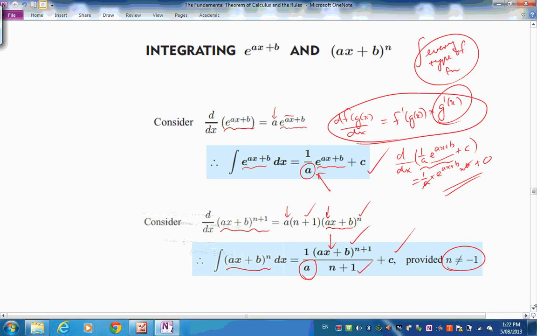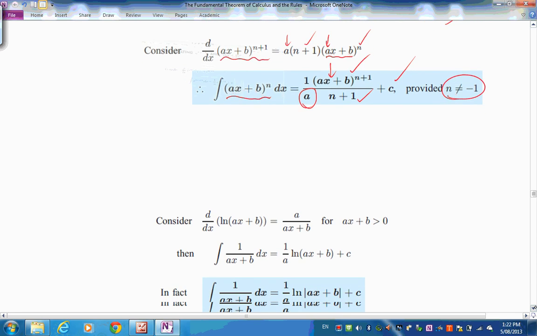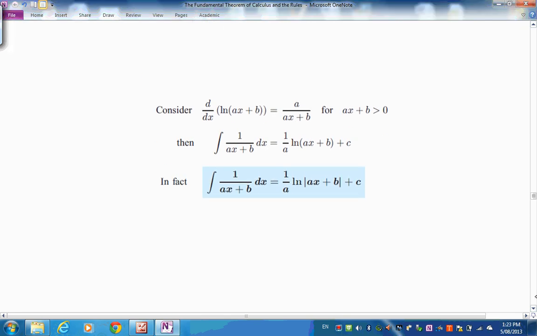Come down and practice some more now. Let's have a look. Consider the derivative of ln(ax + b). Now, the derivative of that is 1 over ax plus b times the derivative of that, which is a. Well, usually we probably write it in stages. Derivative of ln is 1 over, times a.